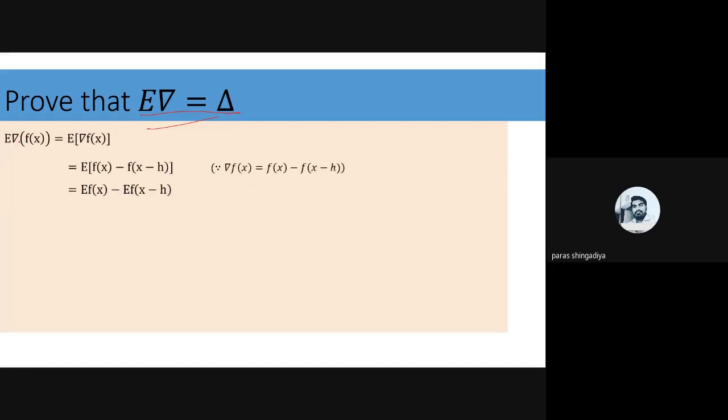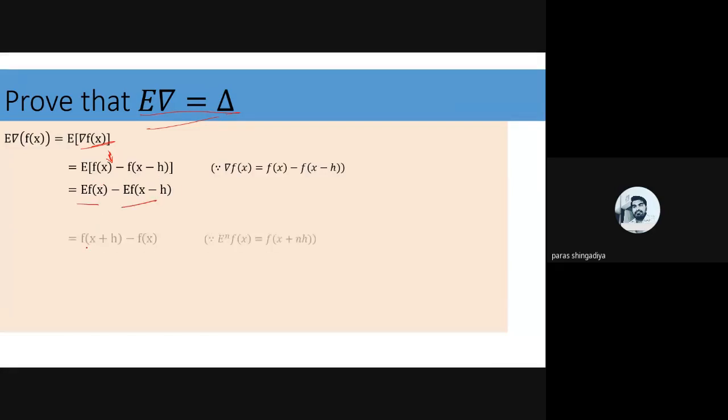First, consider any one operator to the inside. Start with E nabla for any function f(x). So it will be E of nabla f(x), and write the formula of nabla f(x). So it is f(x) minus f(x minus h). Clear? That is E f(x) minus E f(x minus h). First, we put the formula of nabla f(x), f(x) minus f(x minus h), and then apply E to the inside.